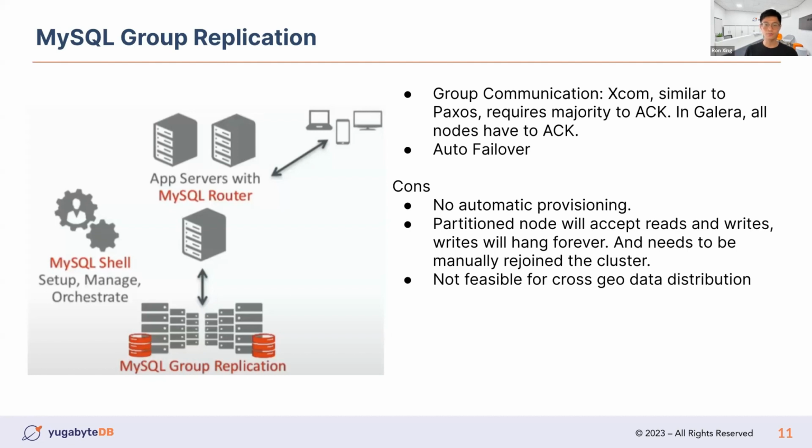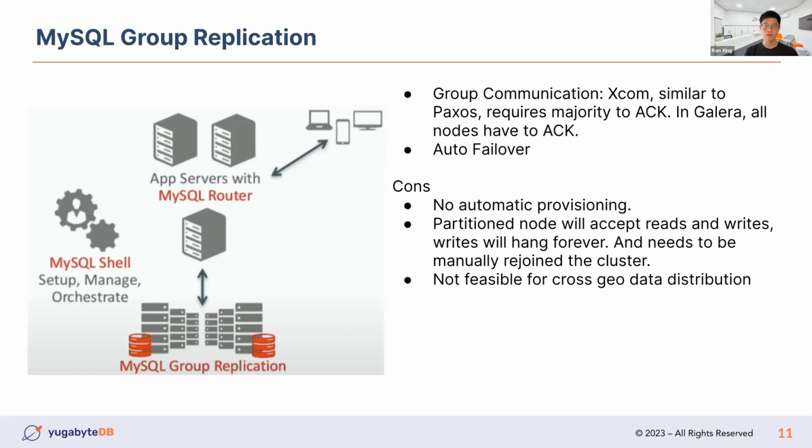In the communication protocol, group replication uses XCom, which is very similar to Paxos. So it requires a majority to acknowledge. In contrast, Galera requires all the nodes to acknowledge. And MySQL group replication also does auto failover. But some of the drawbacks are that it doesn't offer automatic provisioning. For example, for a 3-node cluster, if you want to add another 1 or 2 nodes, there's a lot of manual work you need to do, not an automatic setup.